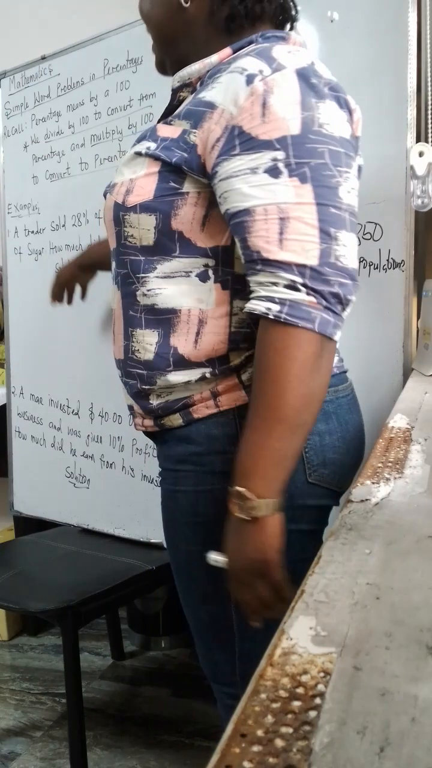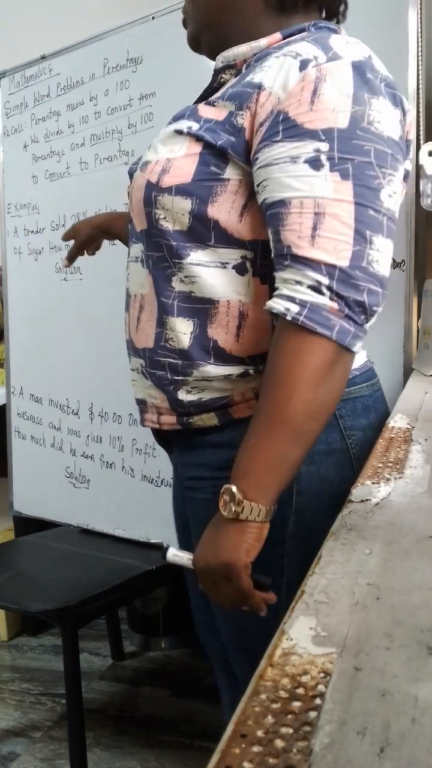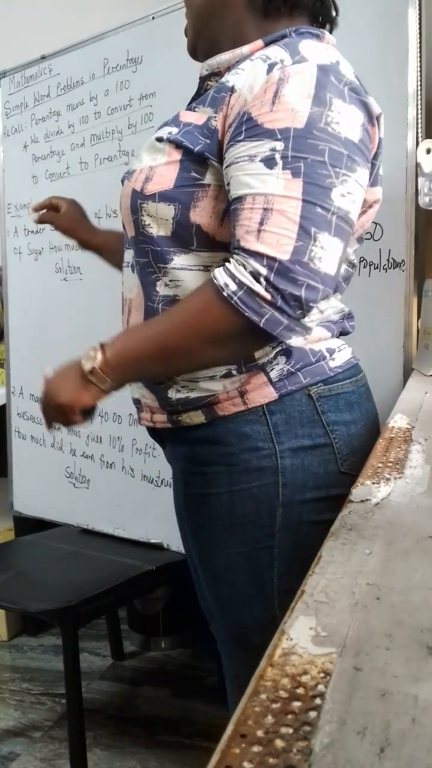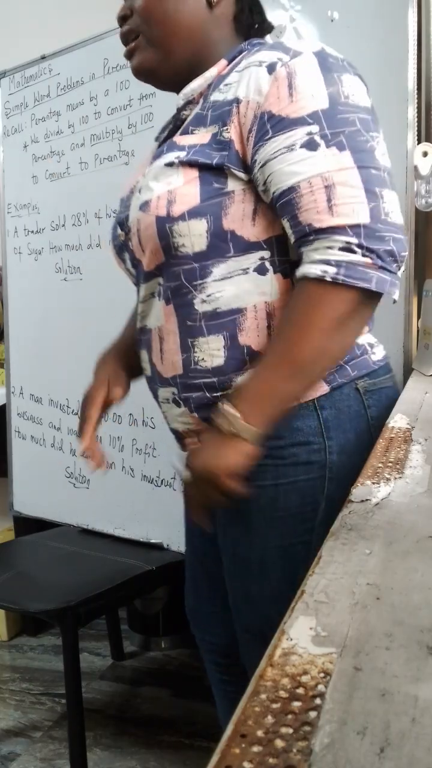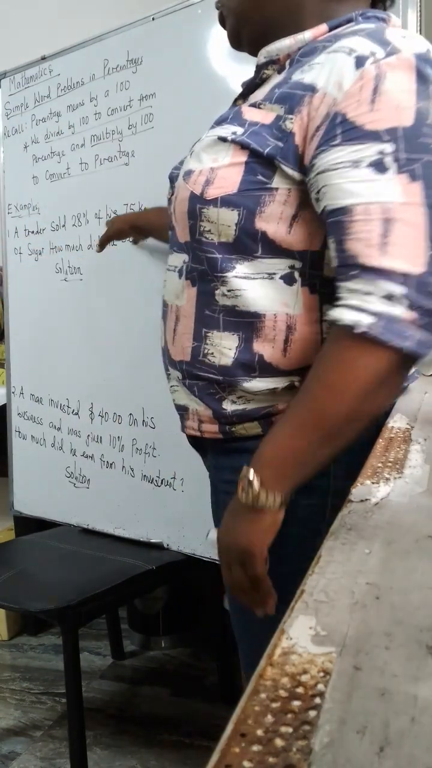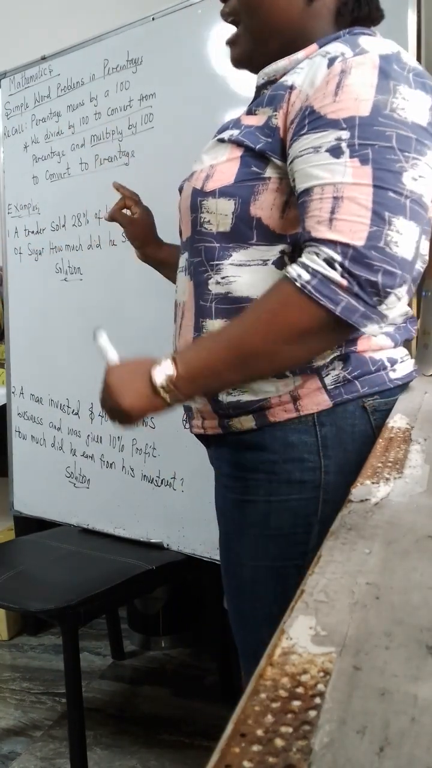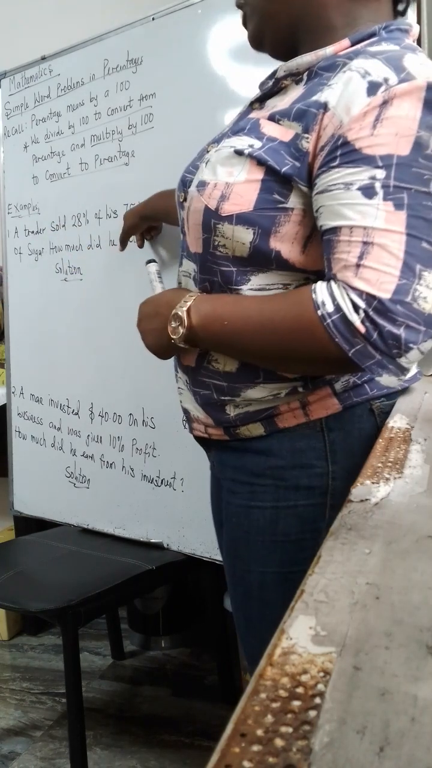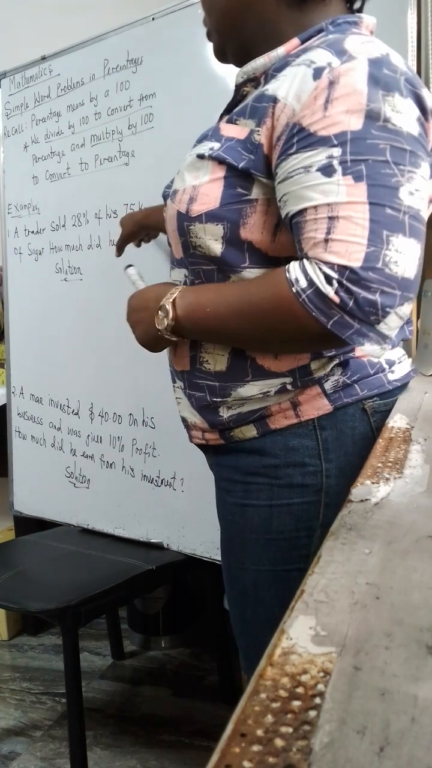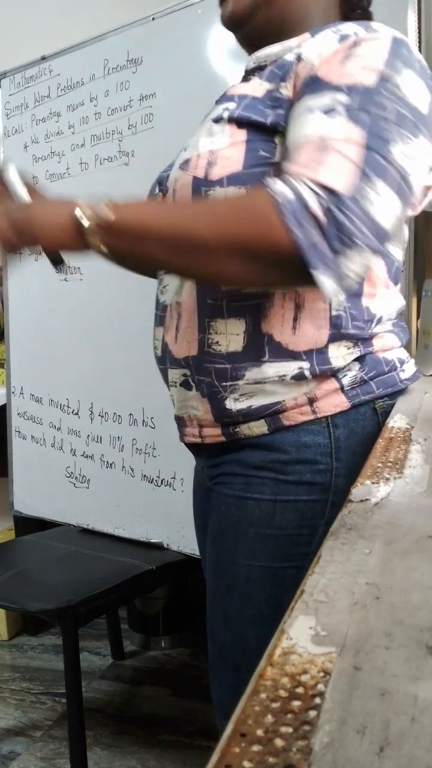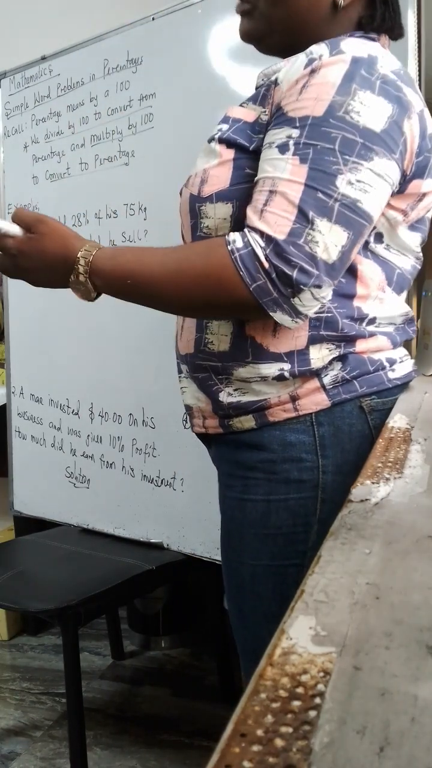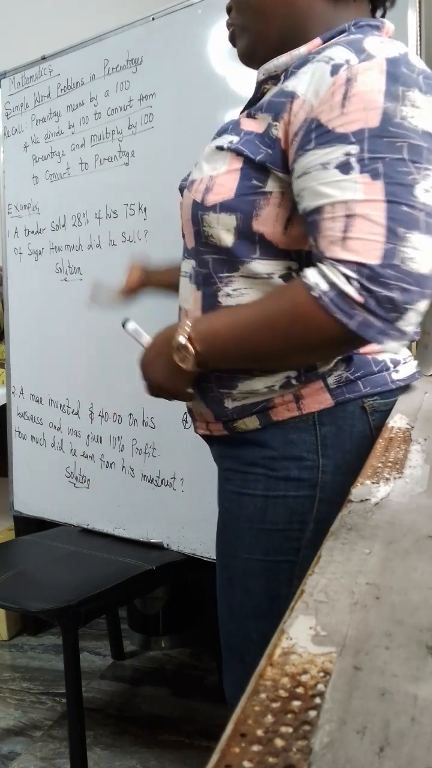Number 1. They said a trader sold 28% of his 75 kg of sugar. How much did he sell? He sold 28% of 75 kg. So what quantity did he sell? Did he sell up to 75 kg? No, he did not. For him to sell up to 75 kg would mean 100% of what he has, right? But in this case, they said he sold 28%. If he sold 28%, then he will still have some of his sugar waiting.